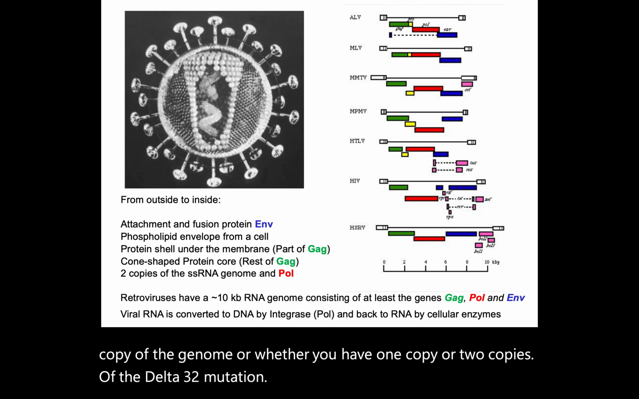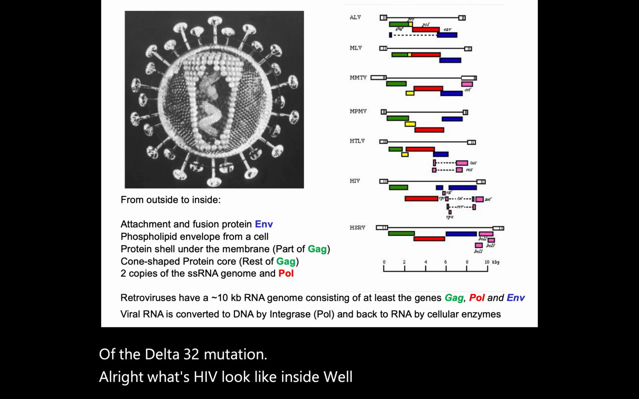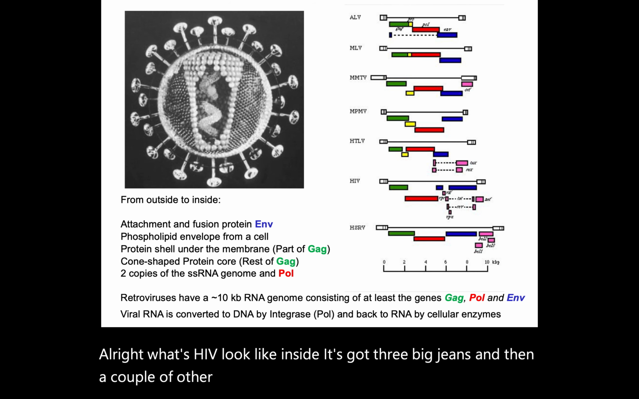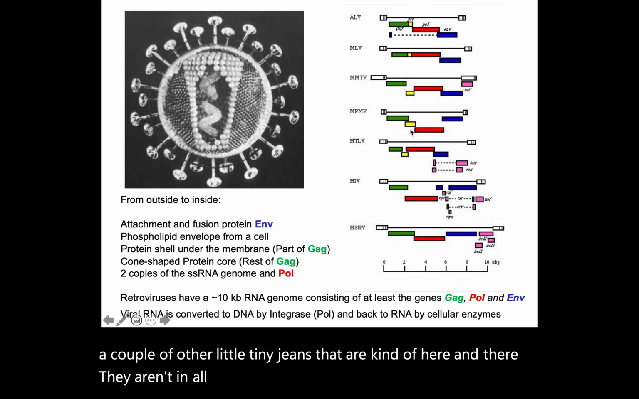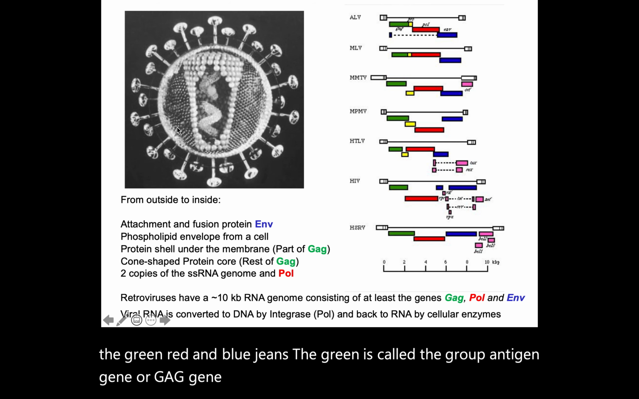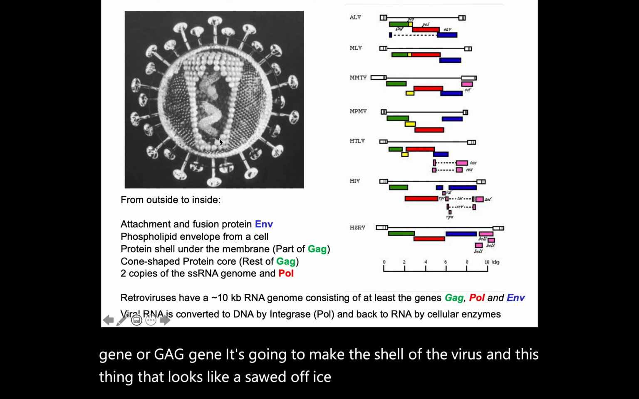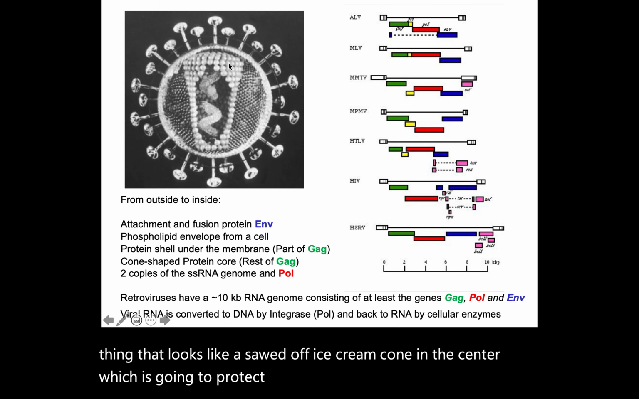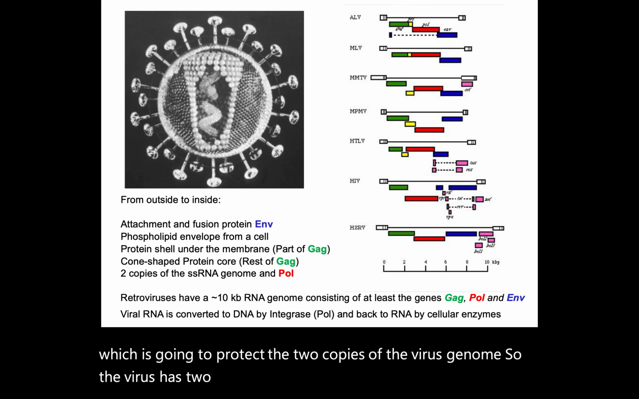All right, what's HIV look like inside? Well, it's got 3 big genes and then a couple of other little tiny genes that are here and there. They aren't in all strains. You've got HIV down here, looking great with the green, red, and blue genes. The green is called the group antigen gene, or GAG gene. It's going to make the shell of the virus. And this thing looks like a sawed-off ice cream cone in the center, which is going to protect the 2 copies of the virus genome. So the virus has 2 single-stranded RNA genomes inside, 2 copies of the same genome.